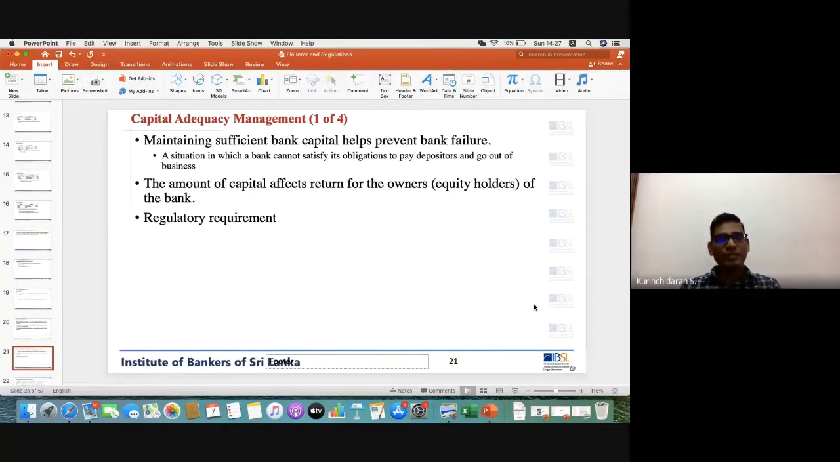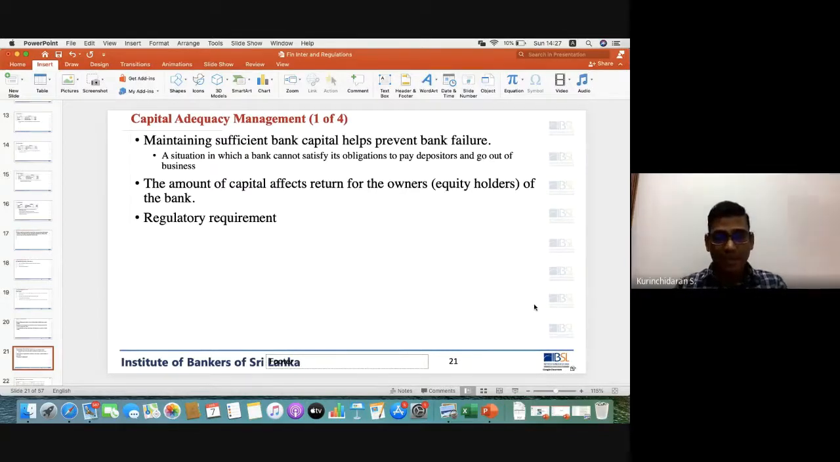Now, as we discussed in liquidity management, one of the major functions is capital adequacy management. Banks are required to ensure they have adequate capital. They have to manage their capital properly. Then only can they have sound banks, right?